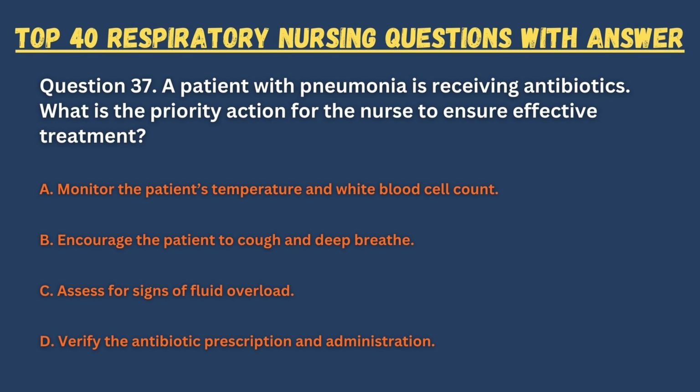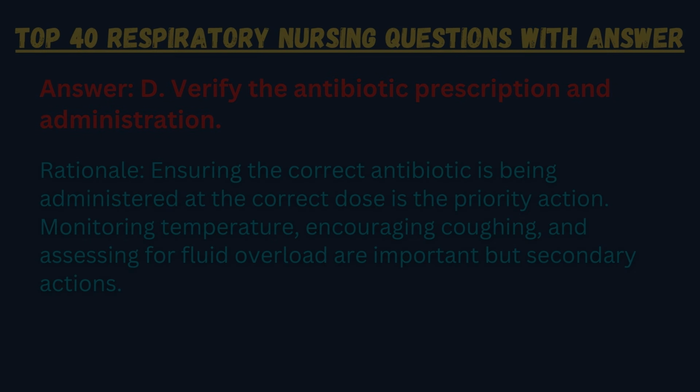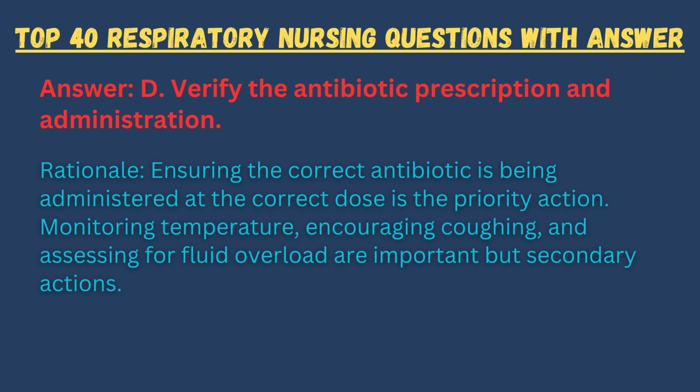Question 37. A patient with pneumonia is receiving antibiotics. What is the priority action for the nurse to ensure effective treatment? A. Monitor the patient's temperature and white blood cell count. B. Encourage the patient to cough and deep breathe. C. Assess for signs of fluid overload. D. Verify the antibiotic prescription and administration. Answer: D. Verify the antibiotic prescription and administration.